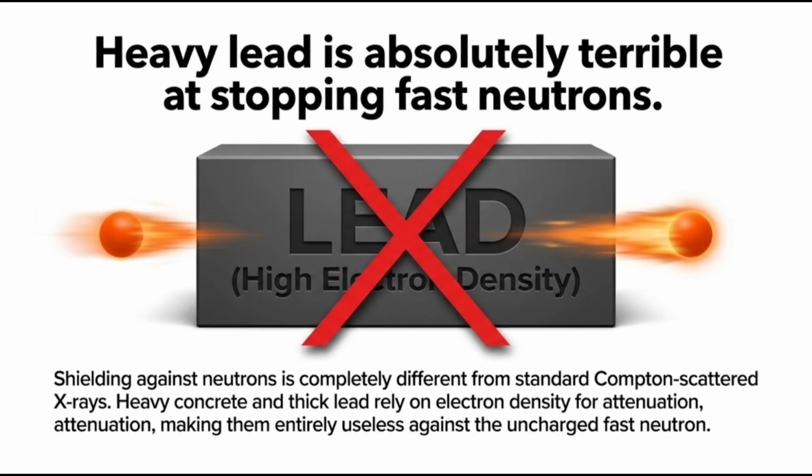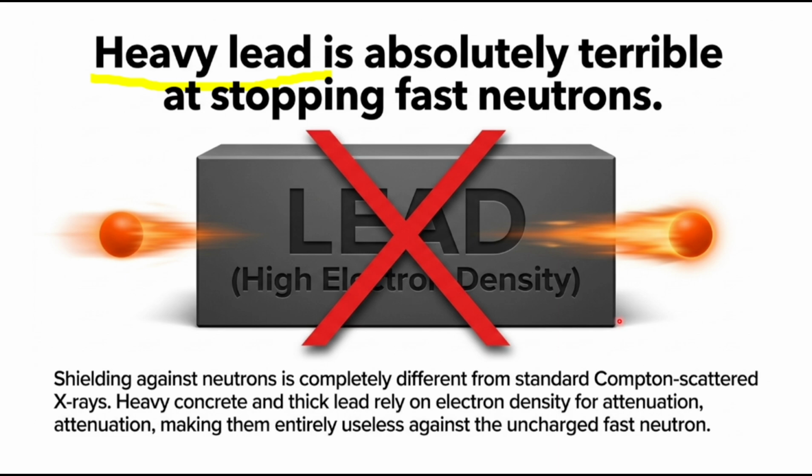There is a major problem when we design our treatment bunkers. We are naturally trained to rely on heavy lead for radiation protection. We routinely use thick lead to successfully stop standard X-rays and Compton scatter. Lead works perfectly for X-rays because it relies on a massive electron density to attenuate the beam. But shielding against fast neutrons is completely different.